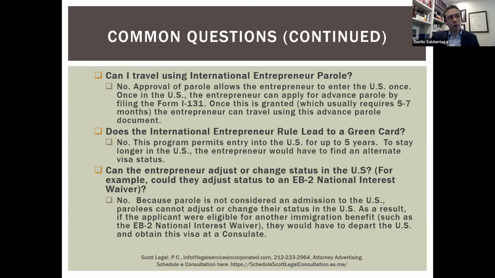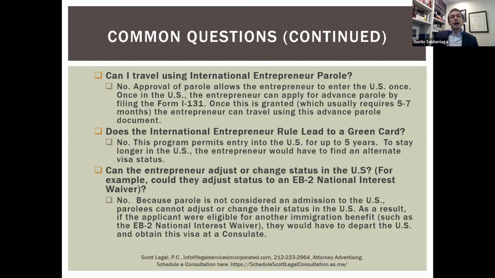Now, to get back to the question, does IEP, the International Entrepreneur Parole, lead to a green card? The answer is no. However, the way immigration law works in the US is that you have to independently qualify for the green card. So the US doesn't have a kind of point system that some other countries do, where your prior activities give you points, and using those points you could put them toward permanent residency. That's not how it works in the US. In the US, you have to qualify based on the requirements of the green card.